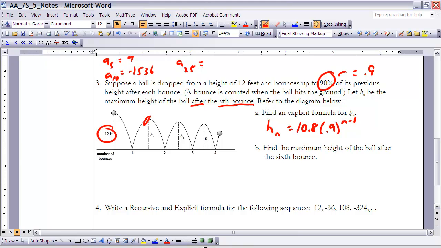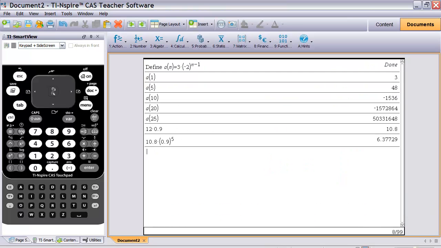Okay. Part B then says find the maximum height of the ball after the sixth bounce. So when I'm doing that, I'm finding H sub 6, which would be 10.8 times 0.9 raised to the fifth power, 6 minus 1. So if I plug that into my calculator, 10.8 times 0.9 raised to the fifth power, I get 6.37729. So that would represent the height of the ball after the sixth bounce.